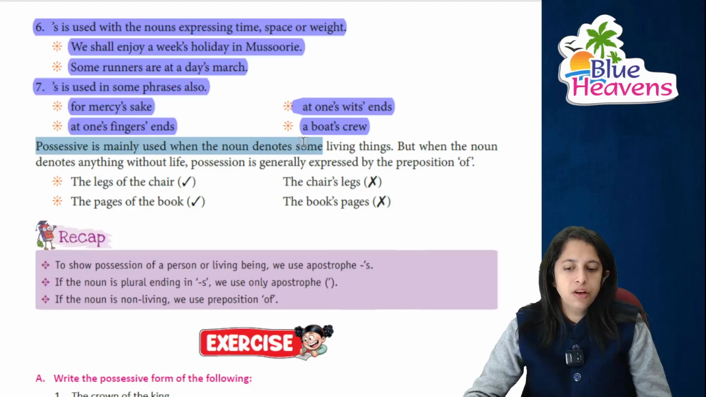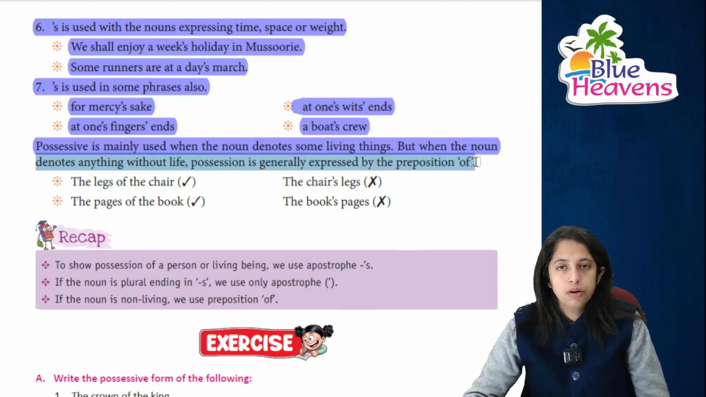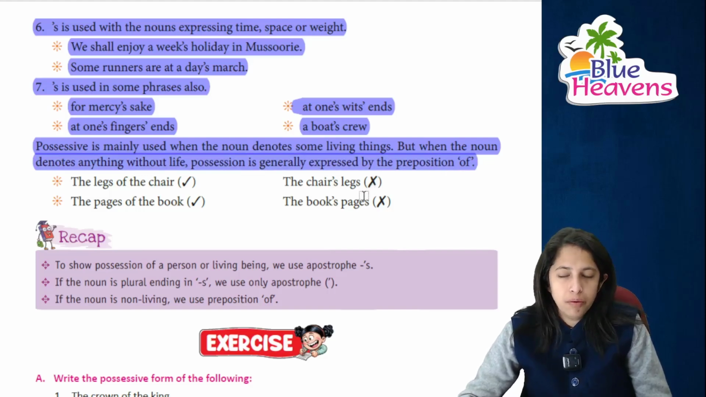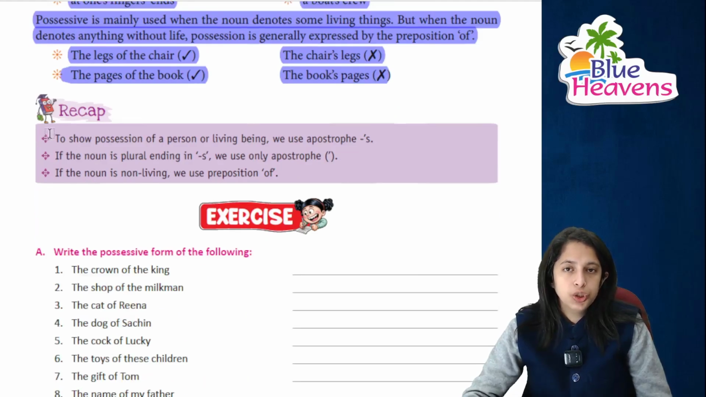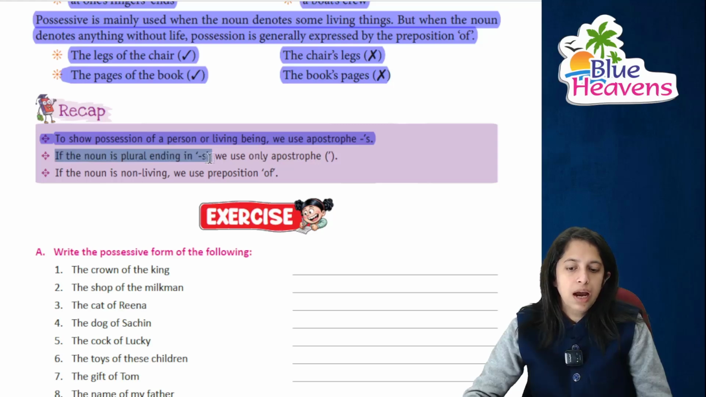So the possessive is mainly used when the noun denotes some living thing, किसी भी living thing को denote करते हैं. And when the noun denotes something without life, that is non-living, the possession is generally shown by the preposition of. जब भी non-living it's of, otherwise apostrophe s. जैसे the legs of the chair, right? Chair's leg, ये गलत है. The pages of the book बिल्कुल ठीक है, the book's pages एकदम गलत है. A short recap: to show the possession of a person और living being, हम क्या use करते हैं, apostrophe. If the noun is plural ending with s, तो सिर्फ apostrophe use होता है. And if the noun is non-living, then we will use the preposition of.